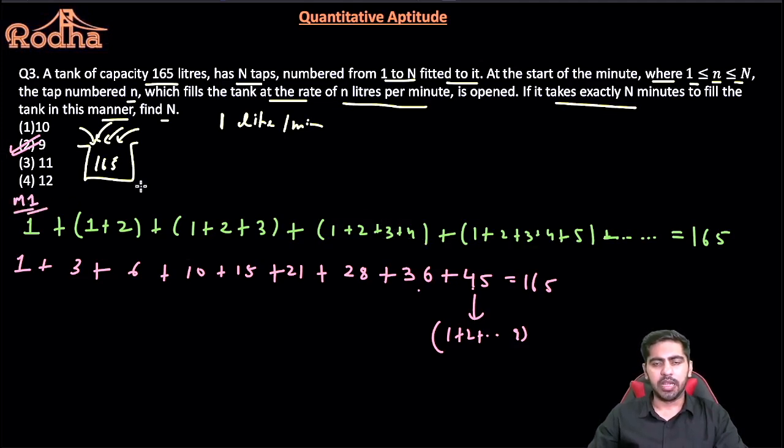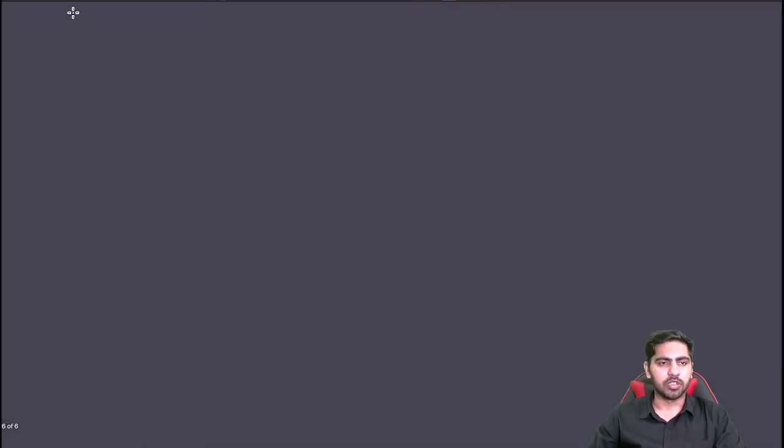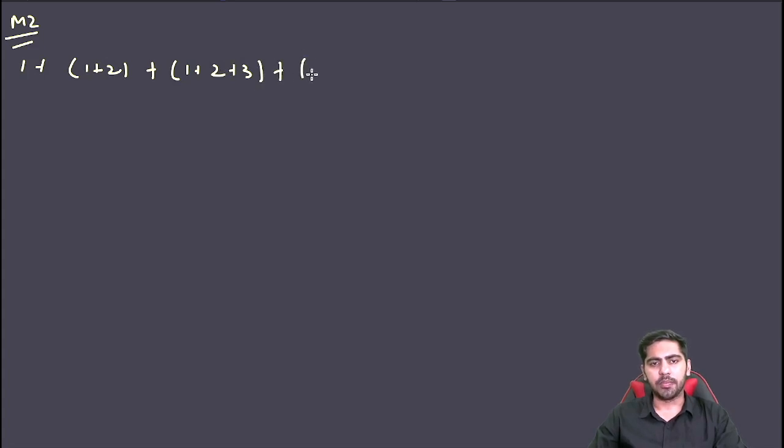Okay, let's discuss method number 2 here. Like I told you, there are a lot of methods of solving this particular question, so let's go one by one. Method 2 is, if you observe here, I have 1, then I have 1 plus 2, then I have 1 plus 2 plus 3 for the third minute because there are 3 taps, and then I have 1 plus 2 plus 3 plus 4, and so on and so forth, right?